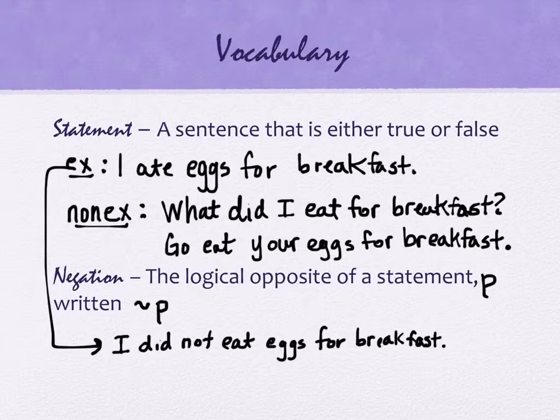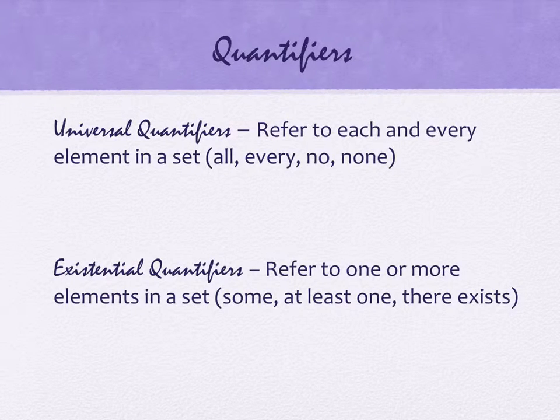Okay, now if that's as far as we went with this, you just put nots in things, or you take nots out. If I said I did not eat eggs for breakfast, then the negation of that would be I did eat eggs for breakfast. Okay, so that would be fine. But negations are trickier when they have things called quantifiers involved. So let's talk a little bit about quantifiers, and then we'll see how these two things interplay. The first kind of quantifier is called a universal quantifier. Universal quantifiers refer to each and every element in a set. They use words like all, every, no, or none.